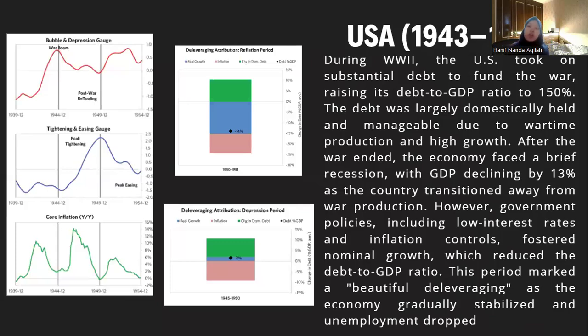Then the second period of the USA is 1943 until 1951, or only around 7 years. It's around 8 years.